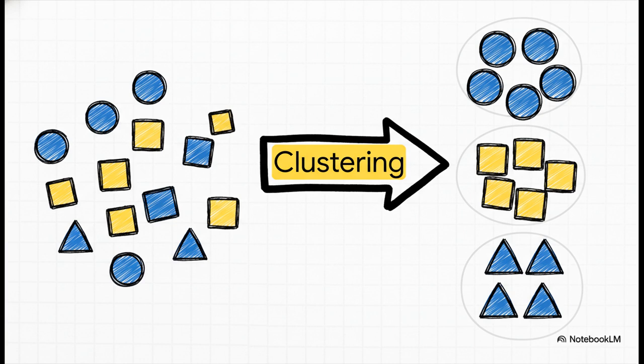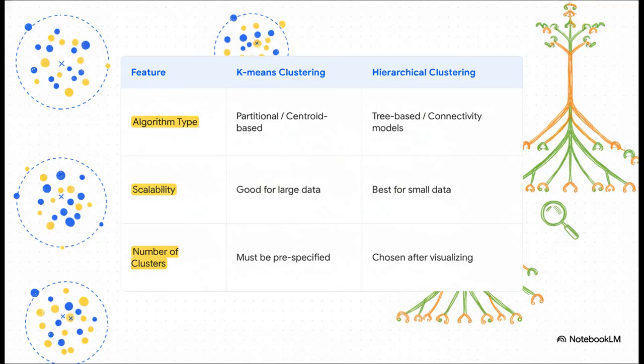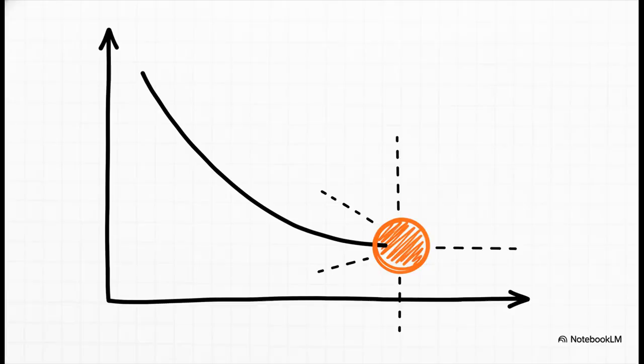Think of it like someone handing you a giant mixed-up bag of marbles, and you finally get to sort them into neat piles based on their color, their size, and their pattern. And of course, there's more than one way to do it. You've got methods like k-means, which is perfect when you already have a hunch about how many groups you're looking for. It's kind of like telling a librarian, sort all these books into exactly 5 genres. Then you have something like hierarchical clustering, which builds this beautiful tree of connections. That's more like letting the librarian create a detailed family tree showing how every single book is related to every other one.